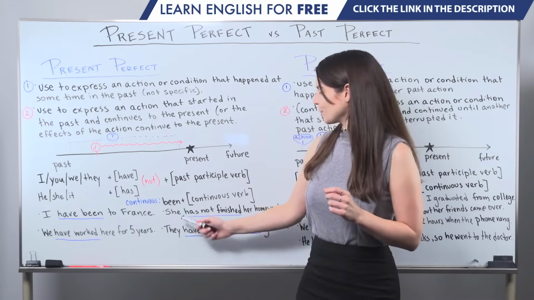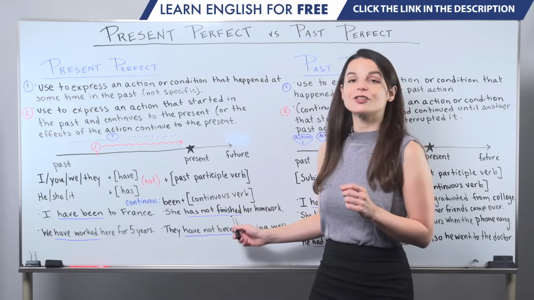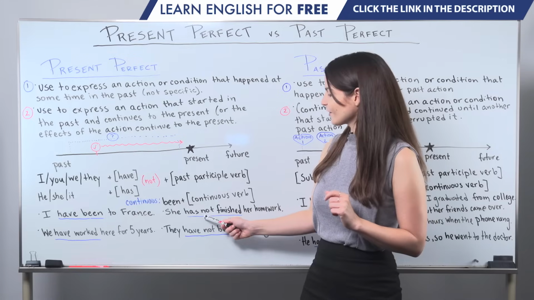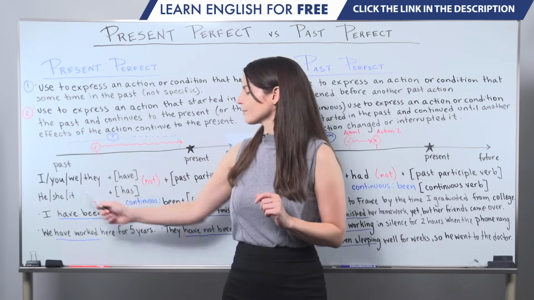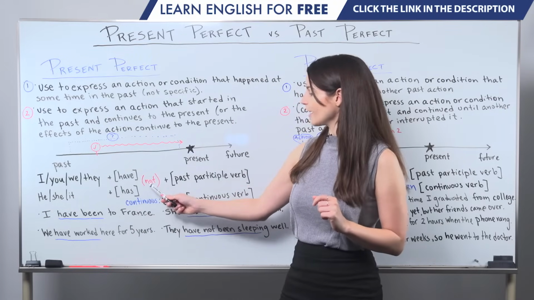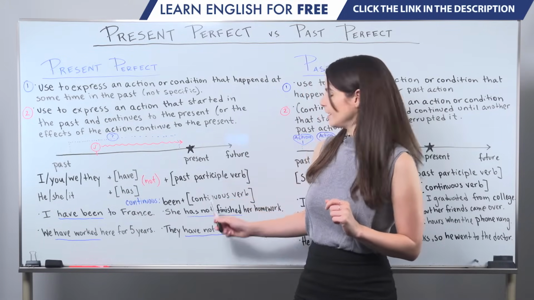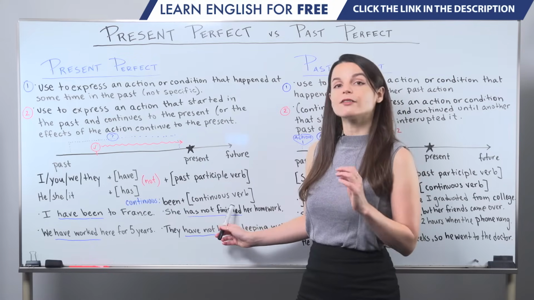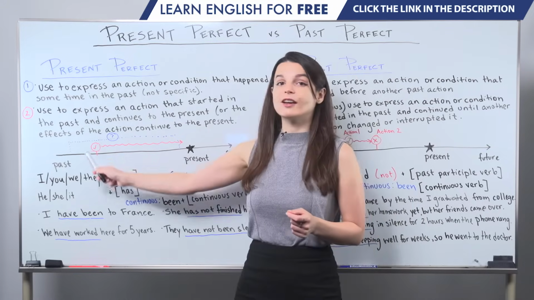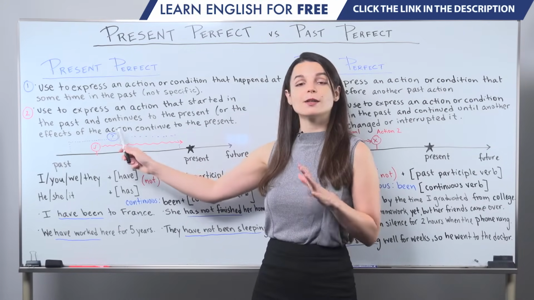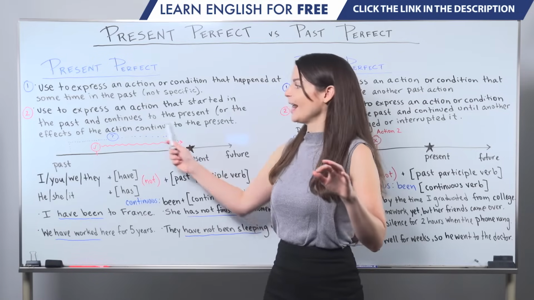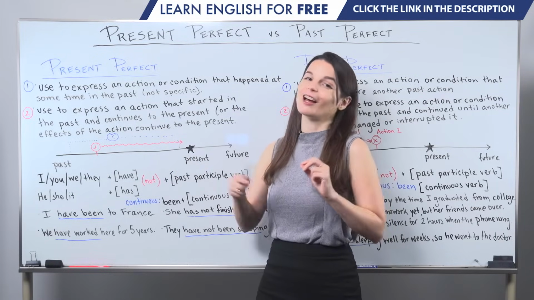Let's look at another example. She has not finished her homework. Here we have a negative. So this sentence is she, followed by has. In this case, the negative, she has not. Past participle verb is finished. She has not finished her homework. So this sentence shows a negative condition or a negative experience, something that is not true. In this case, she has not finished her homework at any time before the present.